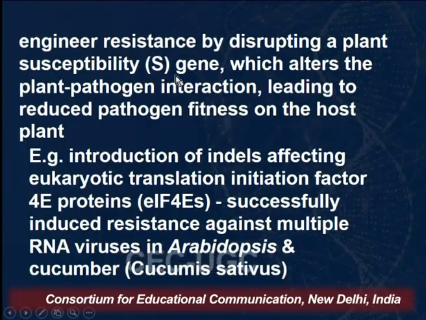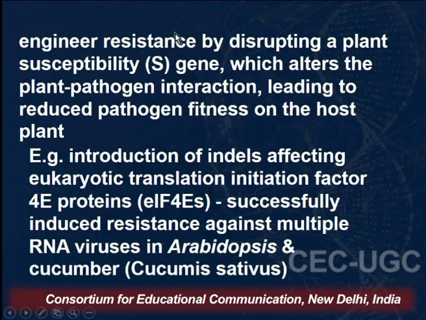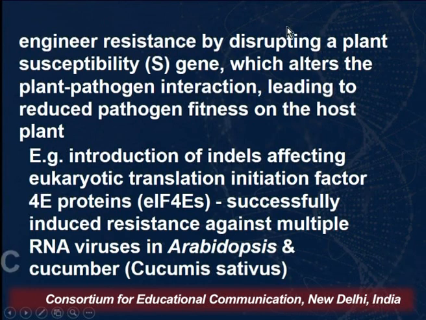It is termed an S gene, which alters the plant-pathogen interaction, leading to reduced pathogen fitness on the host plant. A pathogen is able to survive on the host plant or cause a disease because of the expression of the susceptibility gene. So if this susceptibility gene is disrupted by using the CRISPR-Cas9 platform, then resistance is generated that alters the plant-pathogen interaction, leading to reduced fitness of the pathogen and therefore preventing the disease formation.